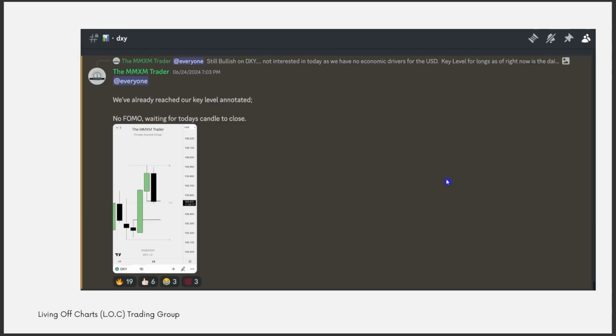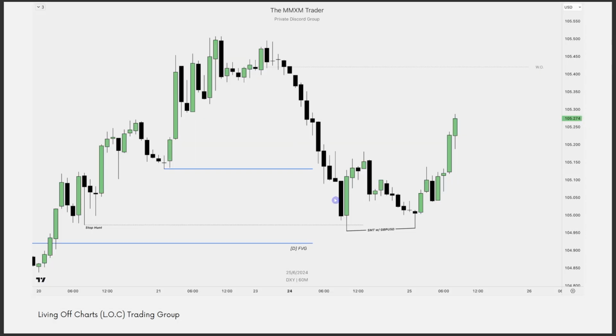Here another call out, right? We've reached the key level, so we have no FOMO, and we're just waiting for that candle to close. And this candle closed pretty well for more longs. So now, how are we going to determine that we're going to trade higher, right? We need a key level, we need some stop hunt or a sell side raid, and we need SMT. It's very important to have SMT. That makes it even more high probability.